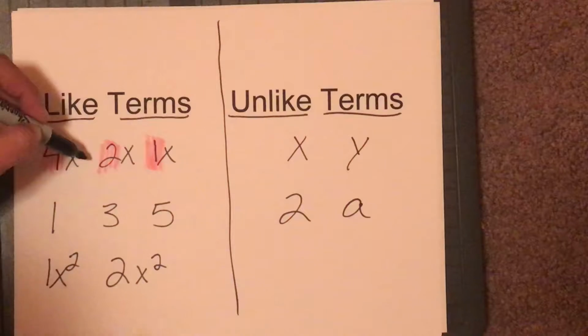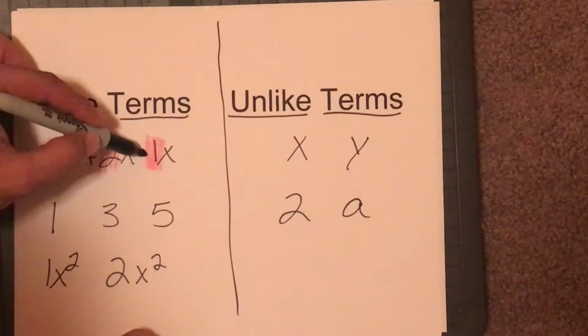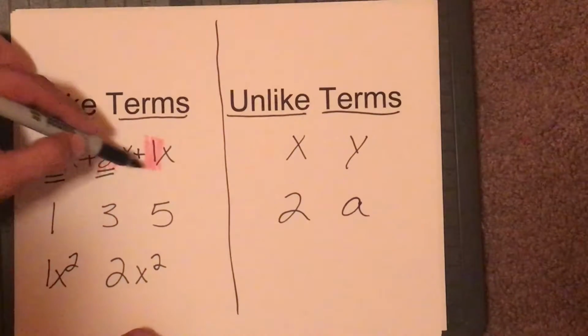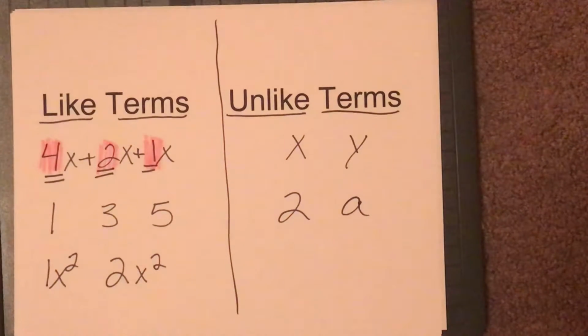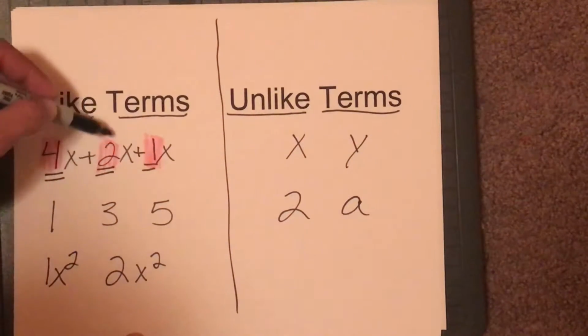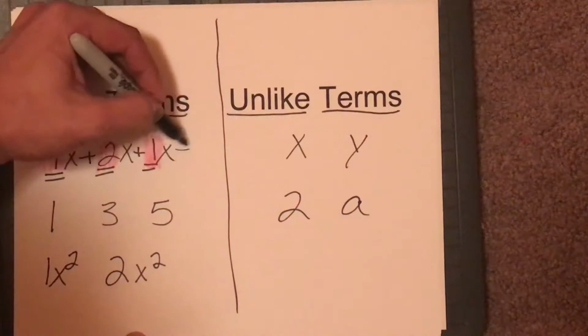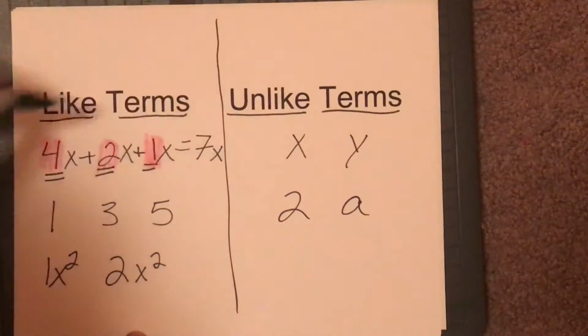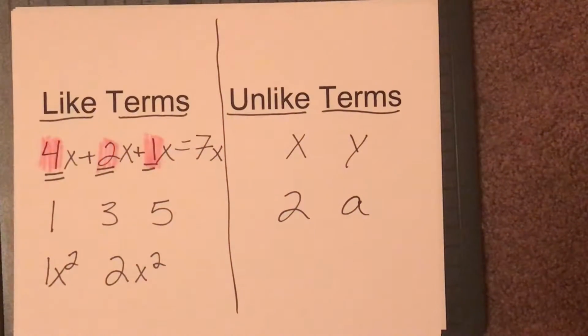Today we will be talking about adding. When you do that, you are looking at the coefficients, the numbers in front of the variable, and you are adding. 4 plus 2 is 6, plus 1 is 7. The variable does not change, and it goes along there. That's what we'll be performing today and learning how to do.